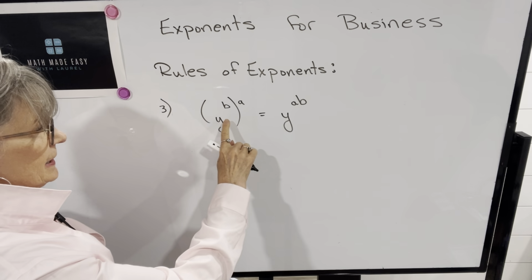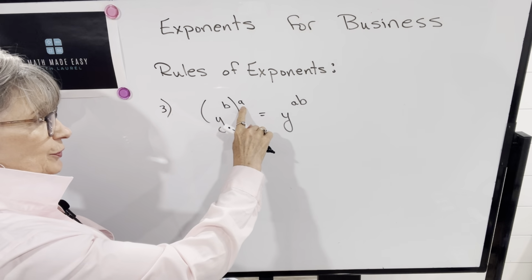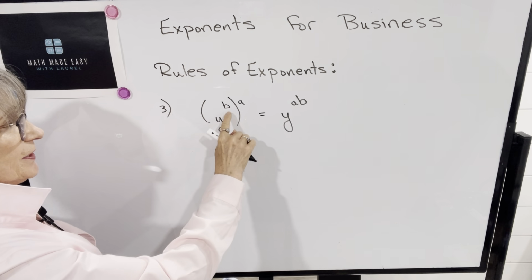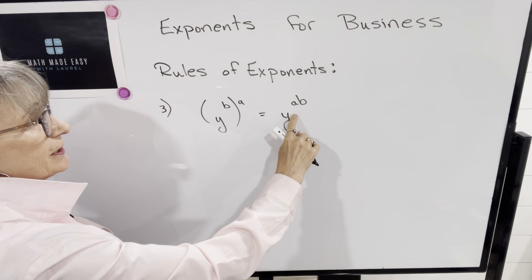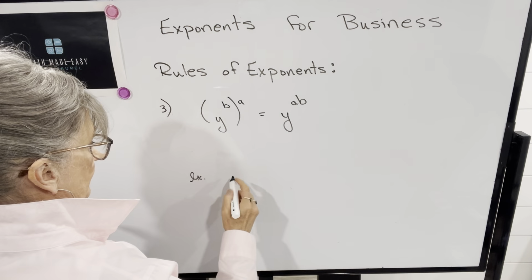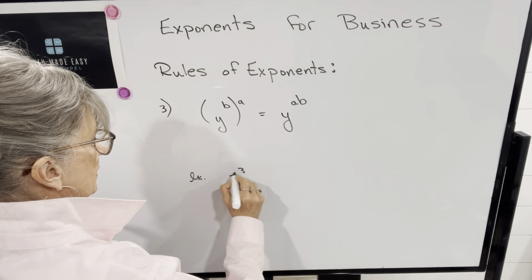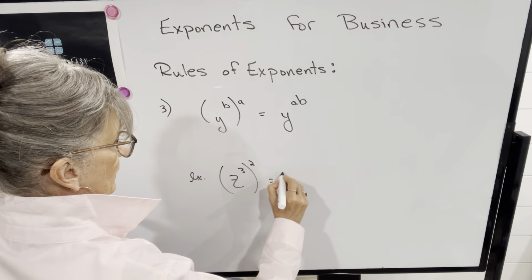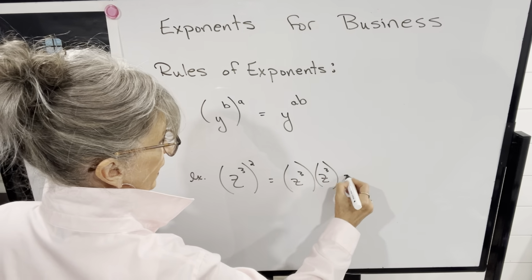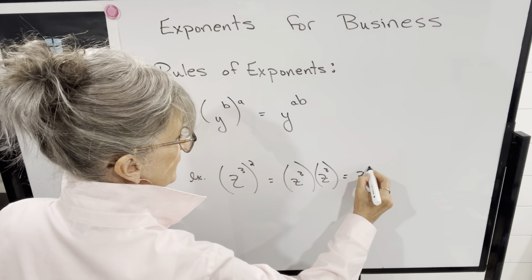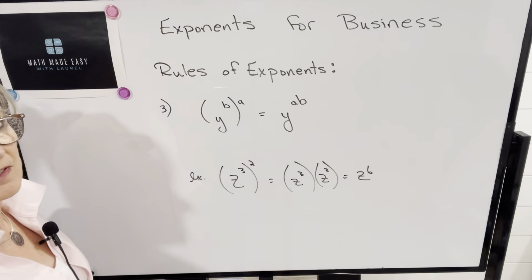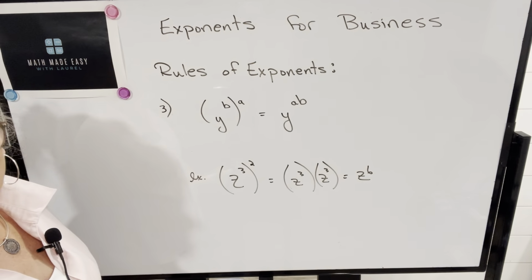Third rule says that if we have a power and raise it to another exponent, the way that we can simplify that is just multiply those exponents. So y to the b, to the a, will equal y to the b times a, or a times b. For example, if I had z cubed and then that was squared, that means z cubed times z cubed. We know that we add those exponents, 3 plus 3, which is 6. Or according to this rule, 3 times 2 would be 6. So we don't have to do that intermediate step.